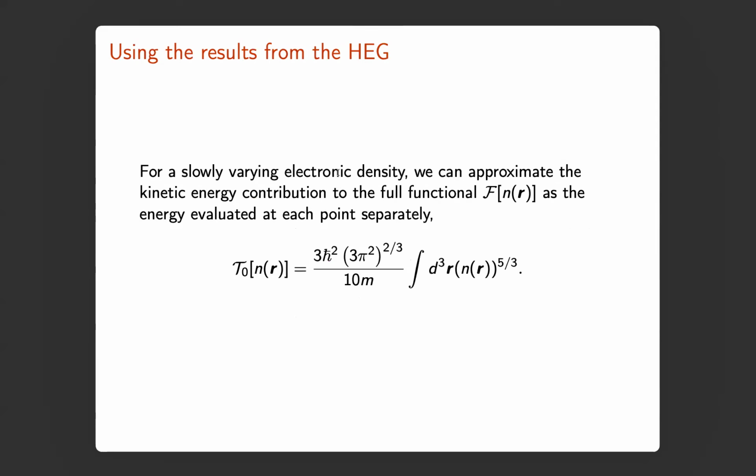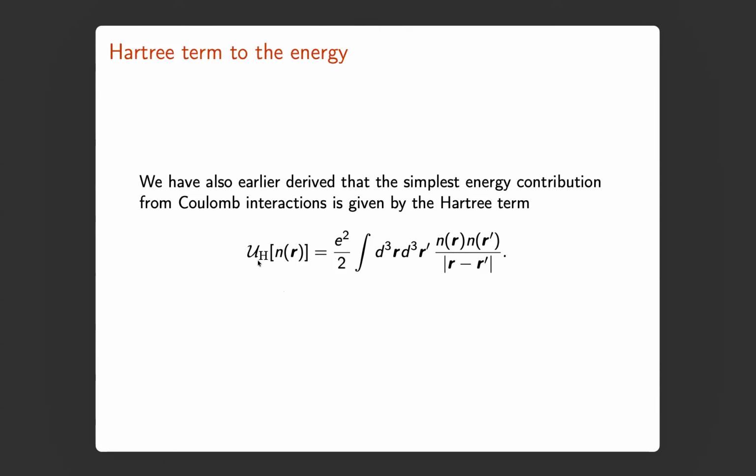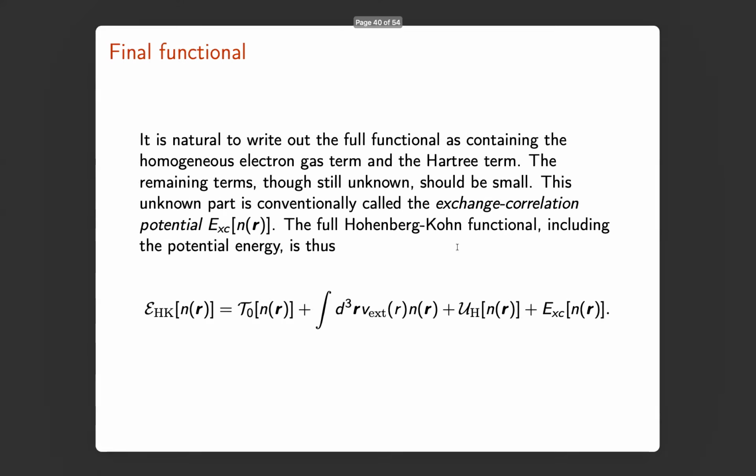And for a slowly varying electronic density, you can approximate this kinetic energy of the full functional as the energy evaluated at each point separately. We are coming back in more detail to this tomorrow. And you can also then derive the simplest energy contribution from the Coulomb interaction, where you would have the density. This is the wave function squared. And these are also quantities which we will discuss in more detail tomorrow. So I'm just setting up some of the basic assumptions here.